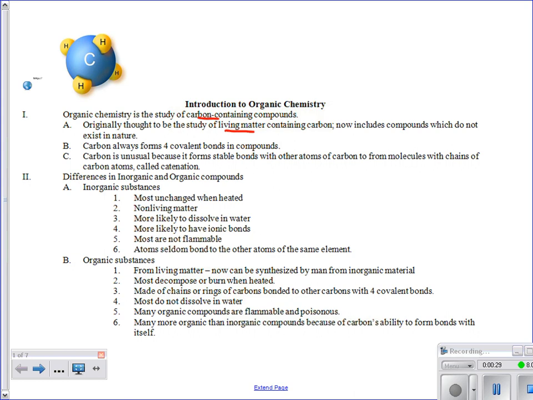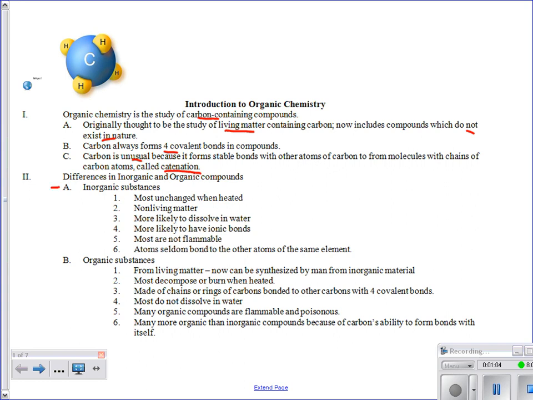However, there's also some compounds that are considered organic which do not exist in nature. Those are created by man, so they're synthetic compounds that are considered organic. Also, even things like carbon dioxide, they've got carbon in there. So for the most part, we consider organic compounds anything that has carbon in it. Like we learned yesterday, carbon always has 4 covalent bonds. It's also unusual because it has that unique ability to bond to itself. So you can get these big long chains of carbon known as catenation.